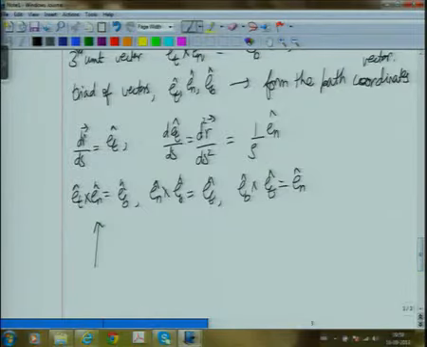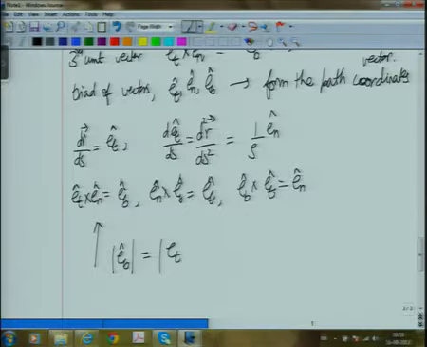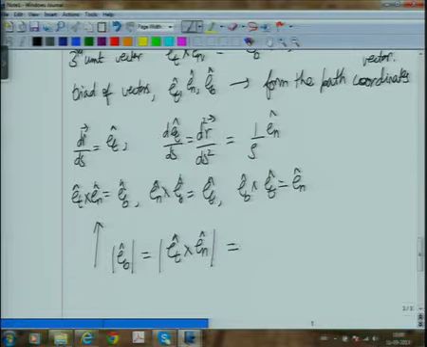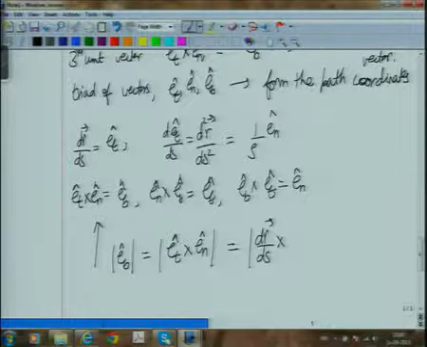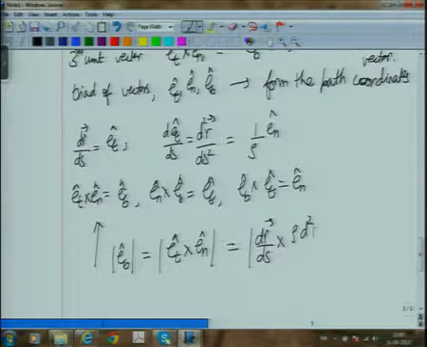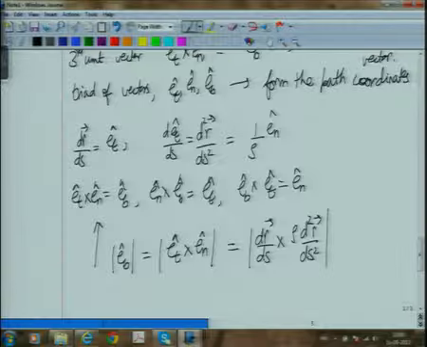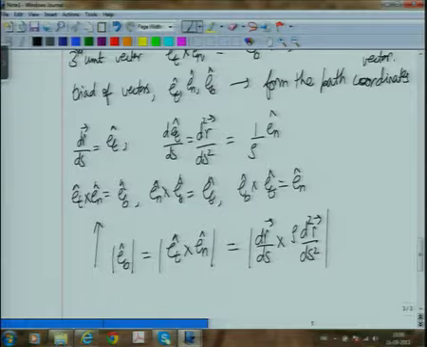Now, let us look at this definition. Et cross En is equal to Eb. Let us take magnitudes of both sides. So, magnitude of Eb is equal to magnitude of Et cross En. Okay. Now, what is Et? Et is dr by ds. And what is En? En is rho times d2r by ds square. Now, what is magnitude of Eb? 1.